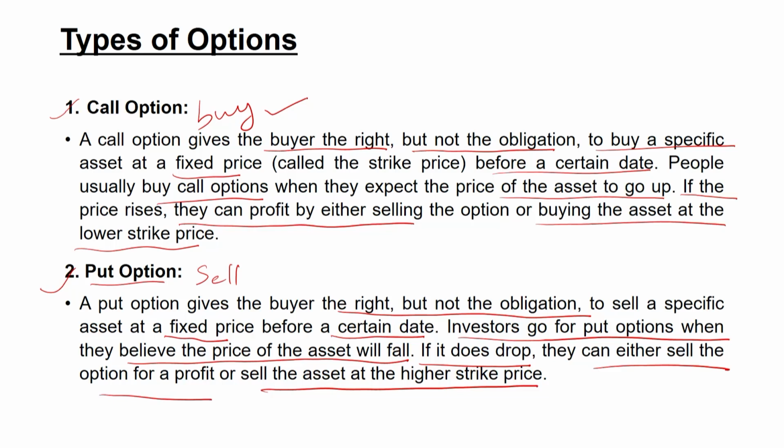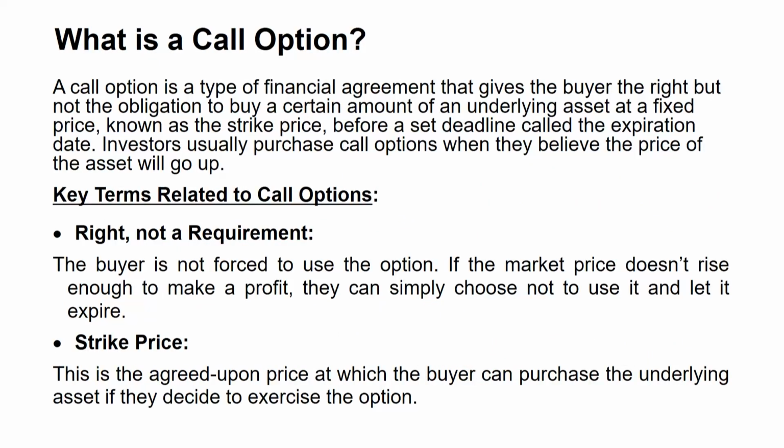So, these are the two types of options: in one case we get the right to buy, and in the other case we get the right to sell the asset at a fixed price before the maturity of the contract. Now, let us understand in detail what we mean by the call option.